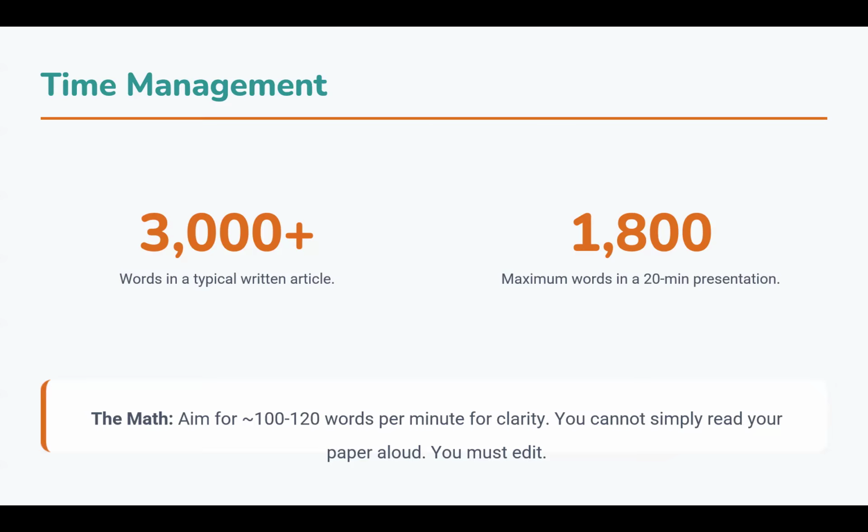You cannot simply read out your paper aloud. You must edit. You must take the gist and speak only the points of gist alone. This reminds me of my days when I was first, I'm just coming out of the talk and I'm going to tell you a little bit of a boasting about myself.